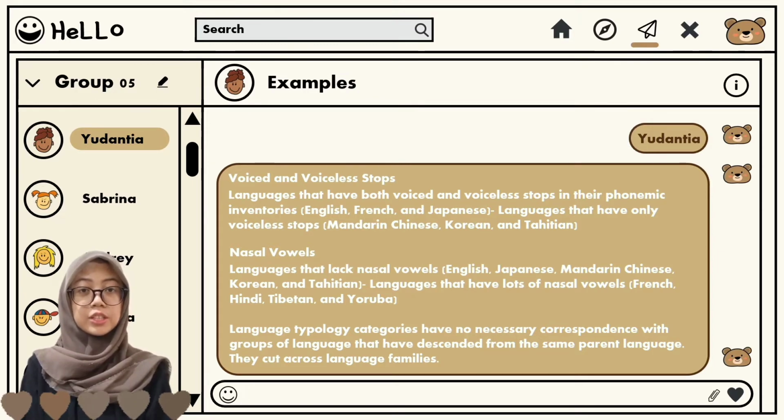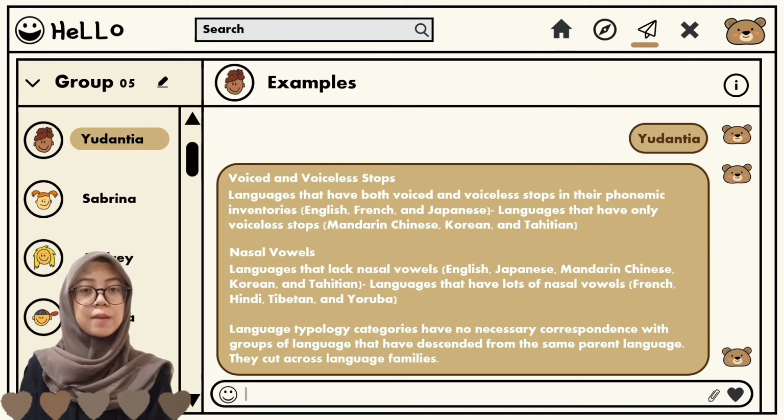Language typology categories have no necessary correspondence with groups of languages that have descended from the same parent language. In fact, typological categories cut across language families. In the example just given, English, Japanese, and Tahitian are not related languages, yet they fall into the same language type with respect to the presence or absence of nasal vowels. On the other hand, French and English are related but fall into different types.